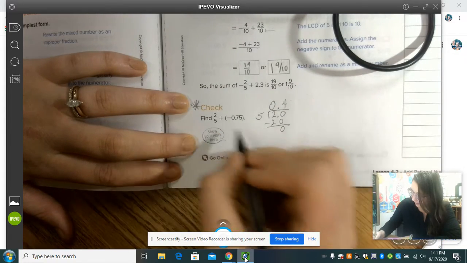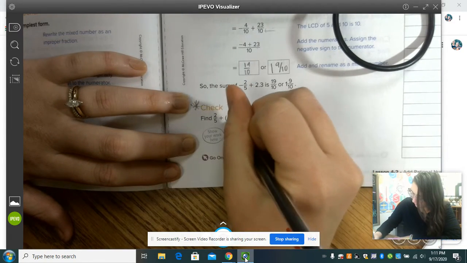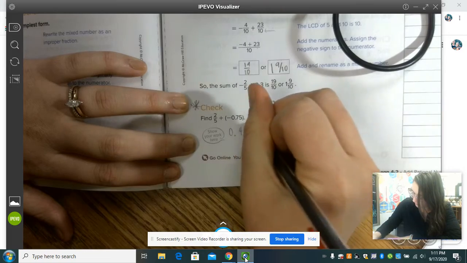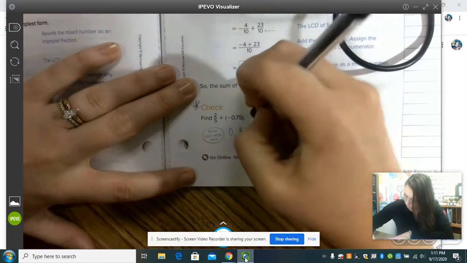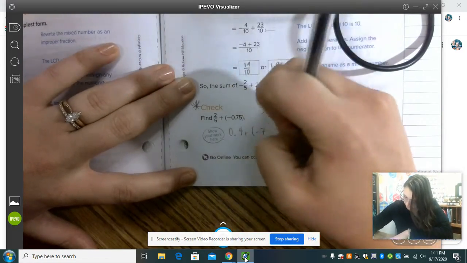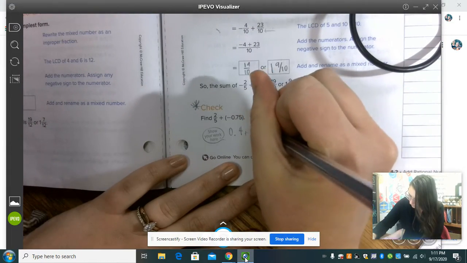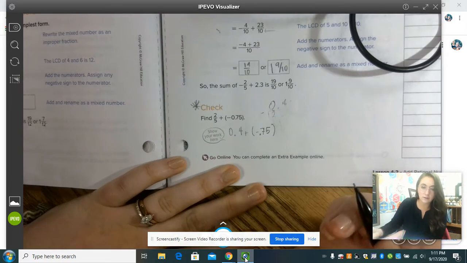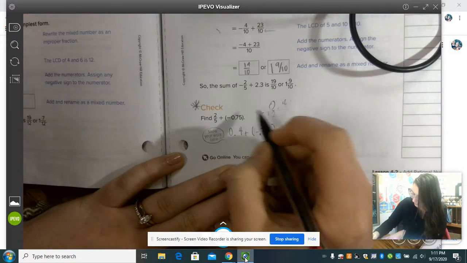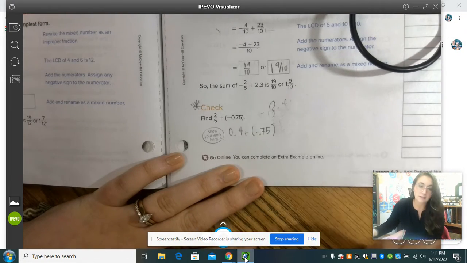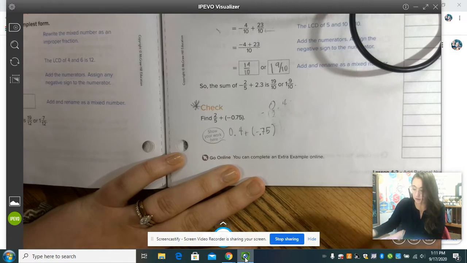Okay, so now my new problem is going to be 0.4 plus negative, and I'm going to erase this so we don't get confused, negative 0.75, either way. Okay, so these signs are different. That means I'm going to subtract and keep the sign of the bigger absolute value.